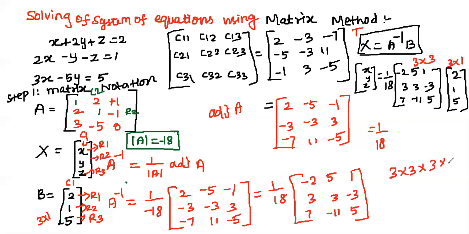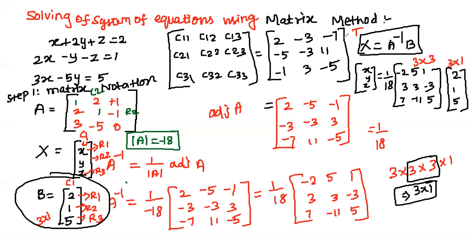See, if you're multiplying like this, just write its dimension, write its order. Just cut the middle term and you'll be getting the answer like this, which is 3 into 1. Okay? Which means like this structure.